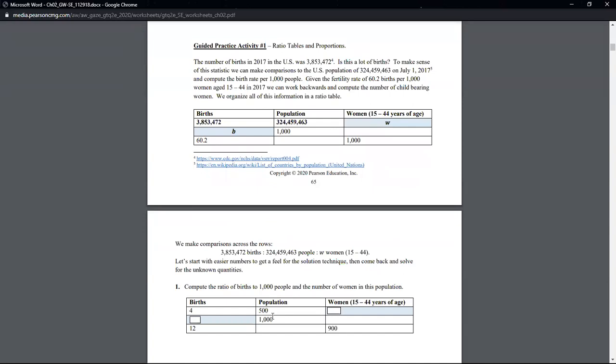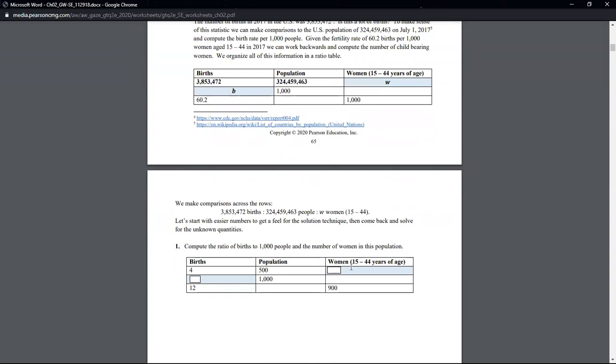And this is where that idea of the common multiplier will come into play. If you double the population, what do you expect the births to do? That's the idea of proportionality. If this population doubles from 500 to 1,000, what do you think would happen to the number of births? That'll be a massive spoiler when I answer it. We also want to find the number of women of childbearing age based on, okay, well, it's 4 births for a population of 500, but it would be 12 births if there were 900 women of childbearing age.